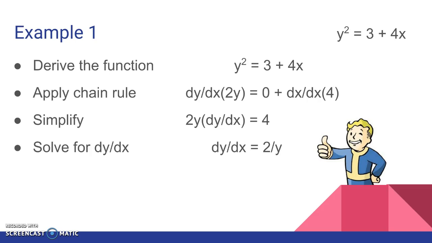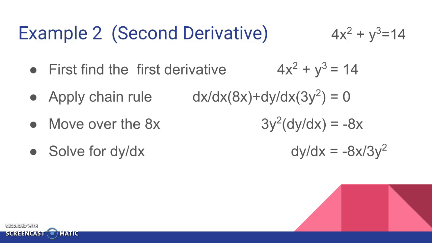So let's try a harder problem. So now we're going to find the second derivative of 4x squared plus y cubed equals 14. First, we're going to start by finding the first derivative. So 4x squared plus y cubed is equal to 14. This equation, we need to use the chain rule first, and so the derivative of 4x squared is equal to dx over dx times 8x plus the derivative of y cubed, dy over dx times 3y squared, and it's equal to 0 since the derivative of 14 is 0.